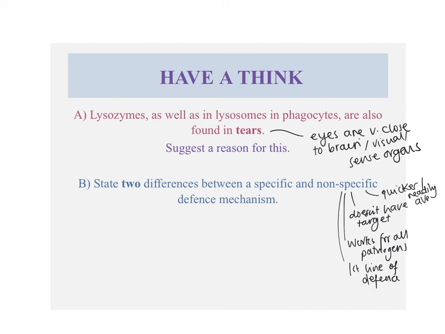And the converse is true for the specific mechanisms in that they are slightly slower, they're not as readily available, they do have a target, they don't work for all pathogens. Remember, we're looking at that clonal selection and then clonal expansion, and it has to be part of the 2nd or 3rd line of defense. If you're not sure, you've got any questions, ask one of us and we'll get back to you.